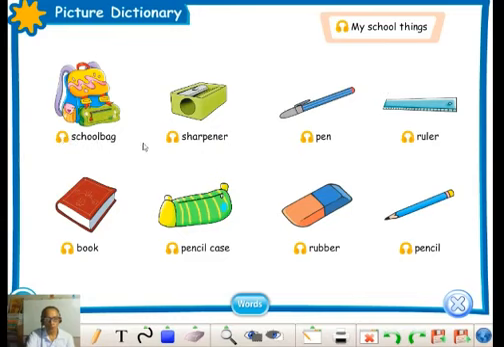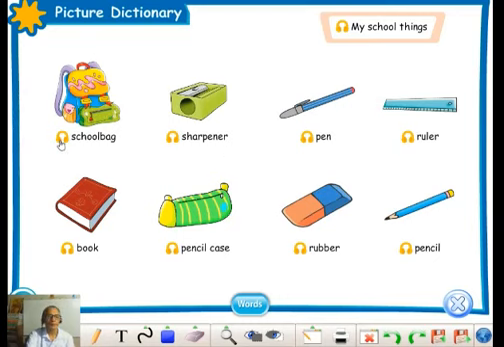School bag. Mochila. Sharpener. Tajador. Pen. Lapicero. Ruler. Regla. Book. Libro. Pencil case. Cartuchera. Rubber. Borrador. Pencil. Lápiz. Una vez más, one more time.